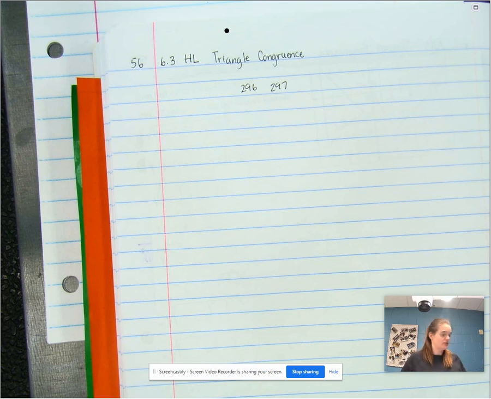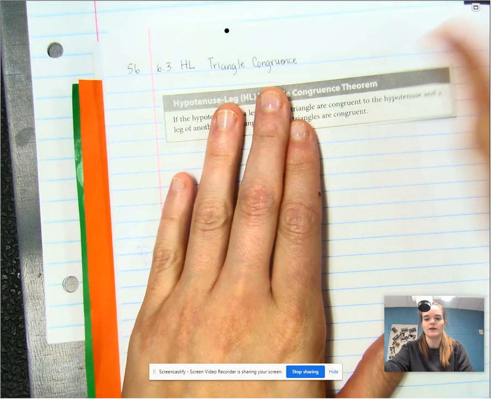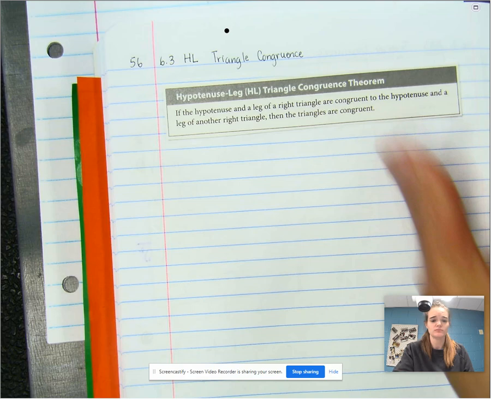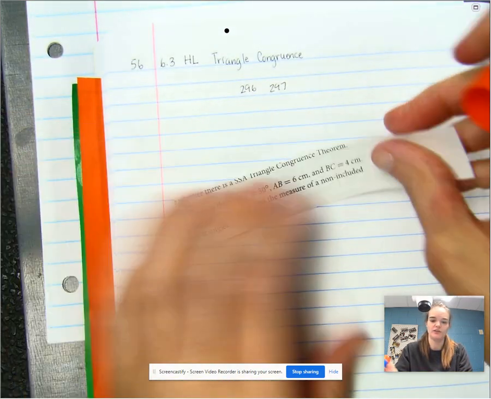All right, 296 and 297. From 296, you're going to cut out the theorem. You're going to go back and write it in later. Let's go ahead and glue this, page 56. That's the only thing we need from this page. Not on this page, but from page 296.